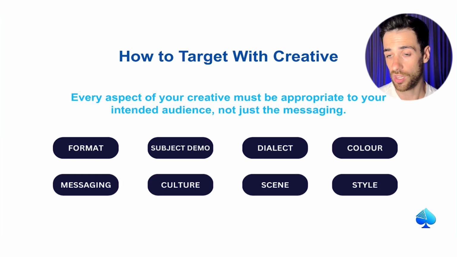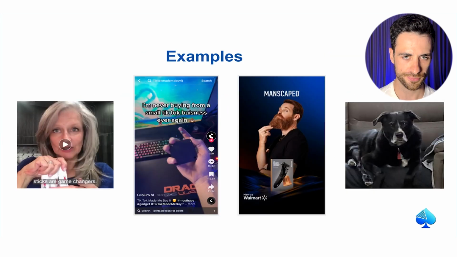The color of the creative as well. A lot of gender stuff is based on color. Blue for guys, pinks for girls, crazy colors for kids. The messaging, of course. Culture, scene that you're showing, is it a wealthy, aspirational background? Is it a gym background? And of course, the style of the creative, which is kind of like the format as well. So here's some examples to make that make a bit more sense. And you can really see how the creative does the targeting.